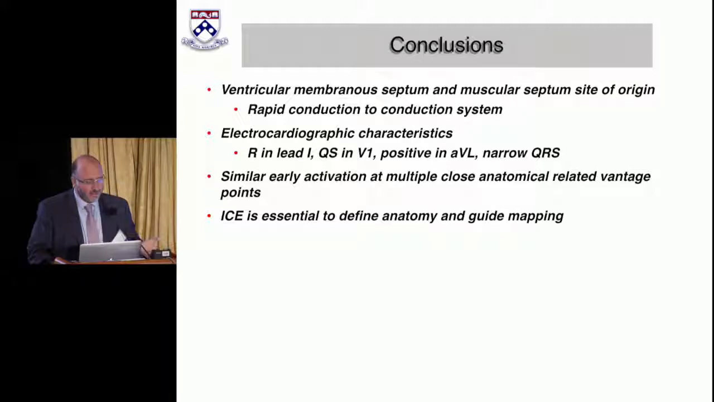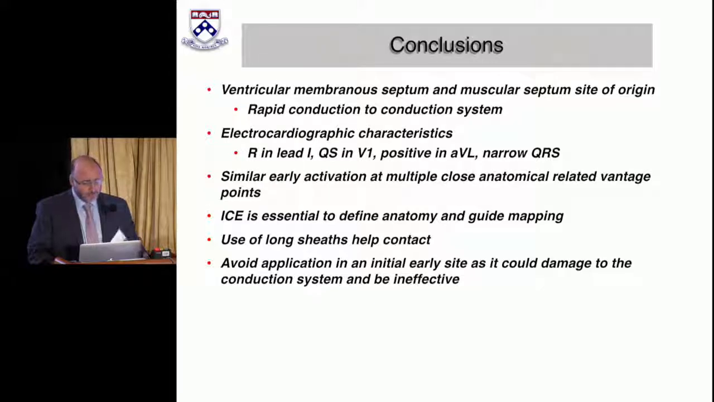I believe ICE is an essential tool for this, to understand the anatomy and to guide the mapping, just like it is for other areas. A long sheath helps contact and helps you overcome the anatomical limitations. And let me rephrase that: do resist the temptation of walking in and ablating at an initial early site that looks really good next to the His, and moving a little bit up, before you map the other sites, because it may not work and you end up with right bundle branch block.